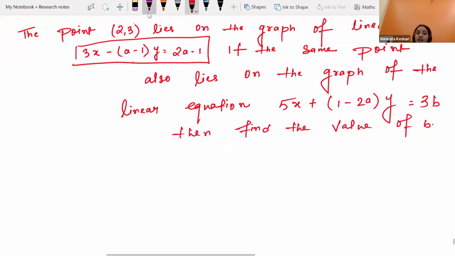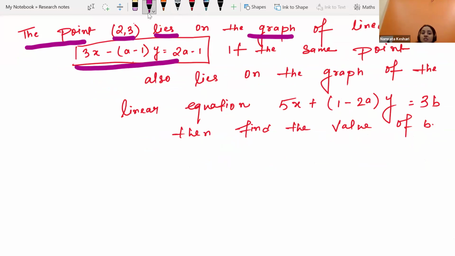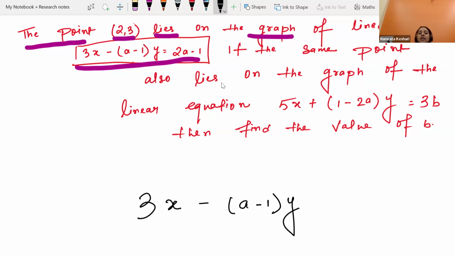It says that, why I showed you the same graph again and again, I am showing you in each and every class, because here the question says that this point lies on the graph of this. That means this point we can put in this equation because it's a solution. Ayana, yes or no? Yes, ma'am.